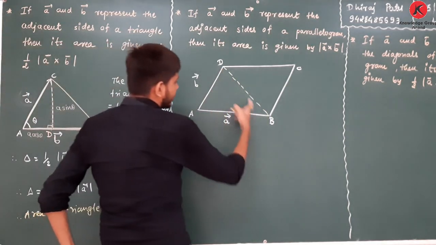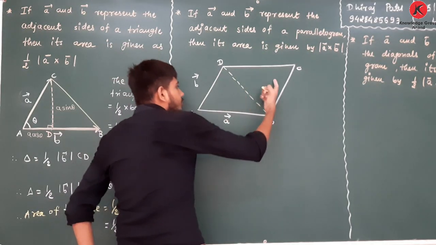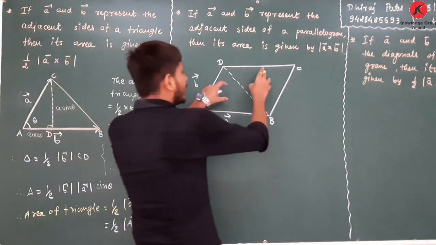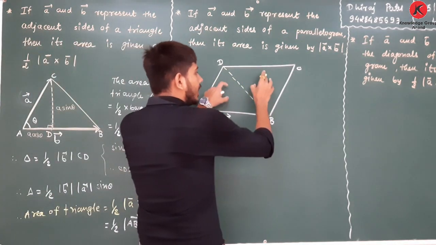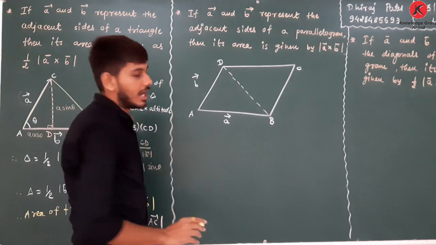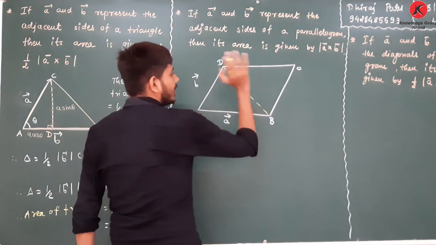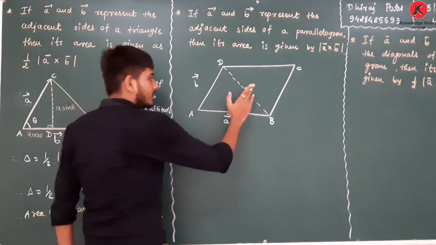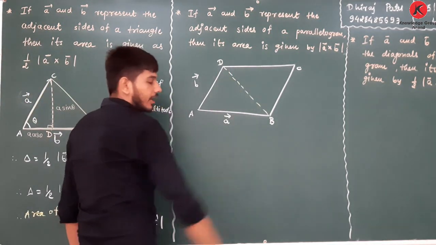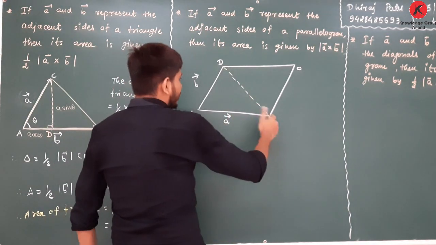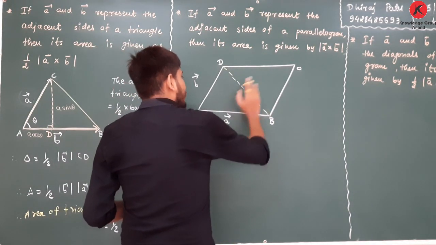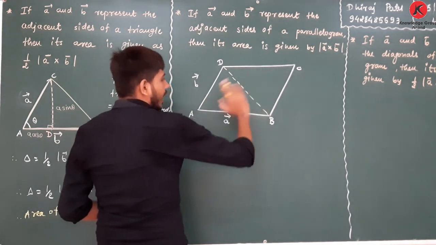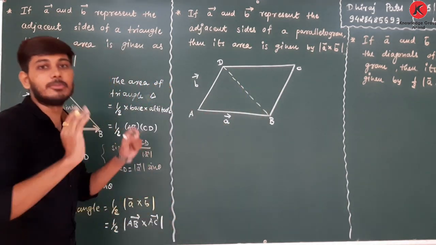Then we can say that diagonal BD divides our parallelogram into two equiareal triangles. આ બંને ટ્રાયેંગલ સેમ એરિયાના હશે. આવું ખબર છે તમને, 9th 10th માં બધું સ્ટડી કરી ગયા છો. So here DB is the diagonal. Its diagonal divides the parallelogram into two triangles which are having same area.